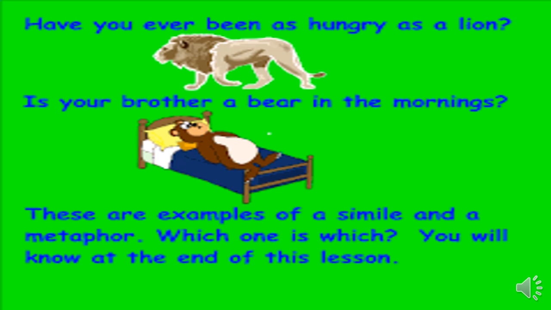But one thing we have noticed in these two sentences: a comparison has been made, isn't it? In the first sentence, we have compared your hunger with that of a lion, and in the second we have compared your brother with a bear. The first sentence is an indirect comparison, we can say, and in the second one, is your brother a bear? This is the direct comparison. So it's going to be very interesting. Let's find out which one is which, either metaphor or simile.